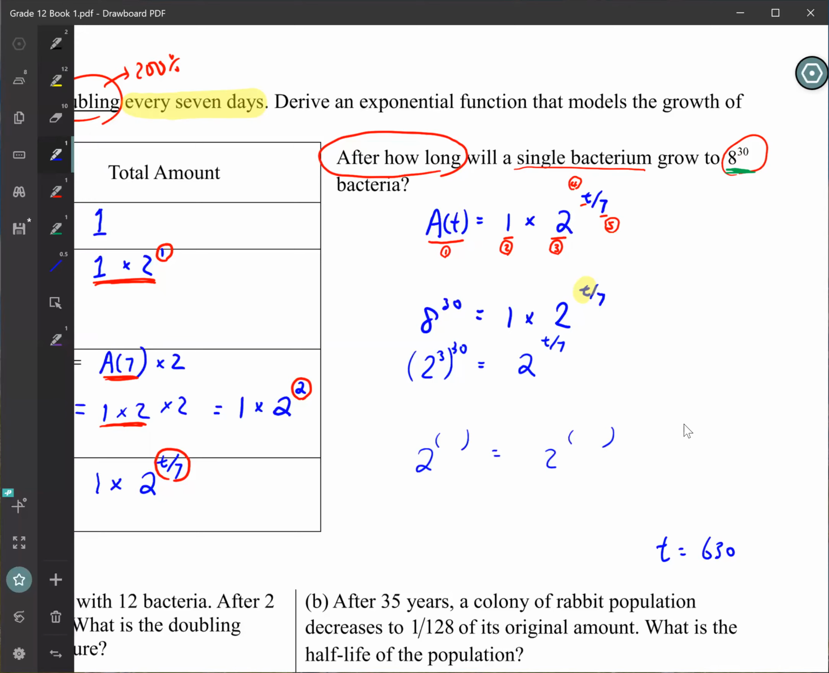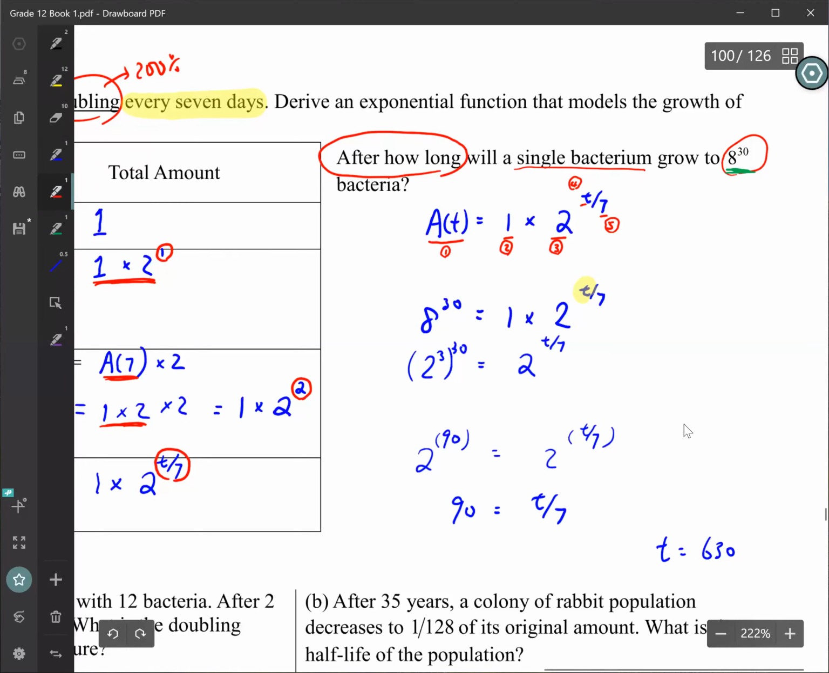And then Eric, what about you? Did you get an answer? Yeah, I got 630 as well. Okay, so can you tell us what to do now, next? Multiply the 3 and the 30. Okay, so that makes it 90 and t over 7. Now what? You can take out the 2. Yeah, so drop the base, 90 equals t over 7. And finally, you multiply both sides by 7. Yeah, okay. Or you can cross multiply, right? And then that will give us t equals 630 days, okay?